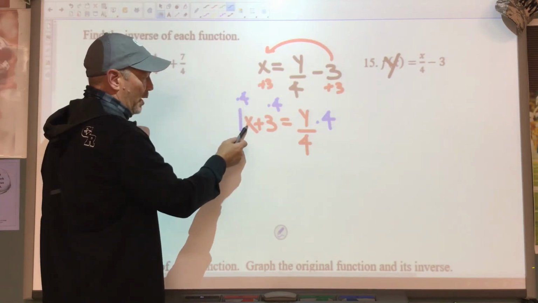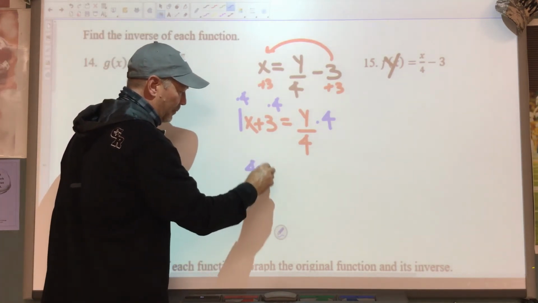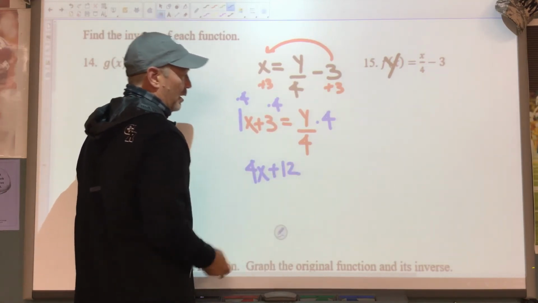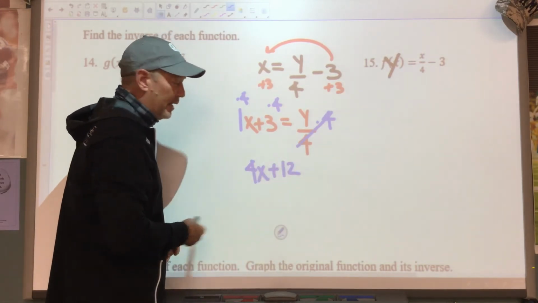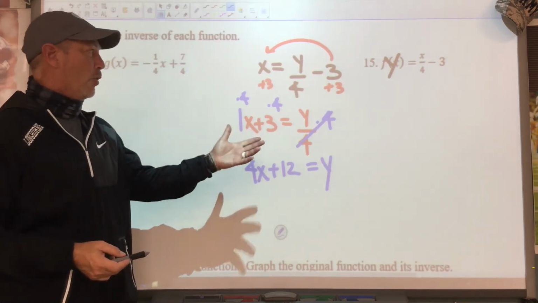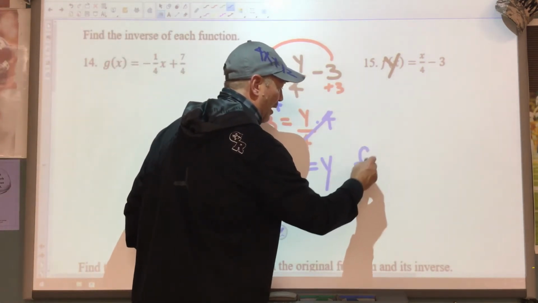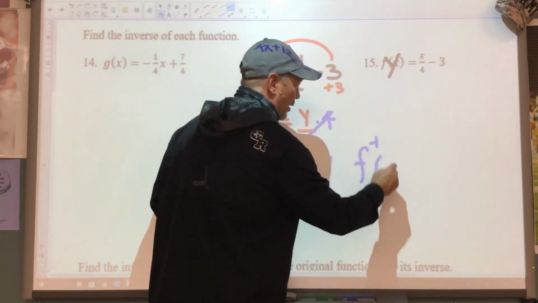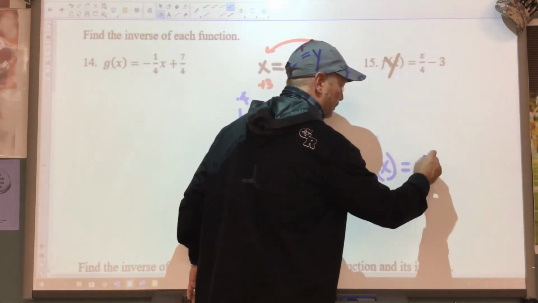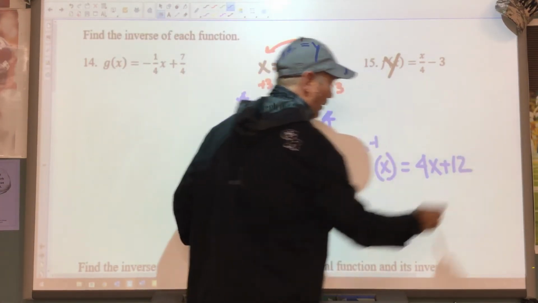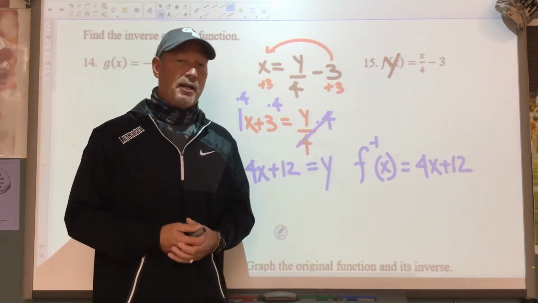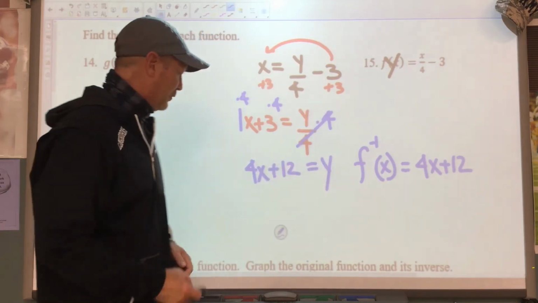4 times 1x is going to give us 4x. 4 times 3 will give us 12. The 4's cancel. That's the whole reason we did it. And that will equal y. And that is the inverse. If you wanted to, we could write it like this: f to the negative 1 of x equals 4x plus 12. Both are accepted. Both are great answers. I would be happy if you got either one of those. Okay? That's 15. Let's go to 17.